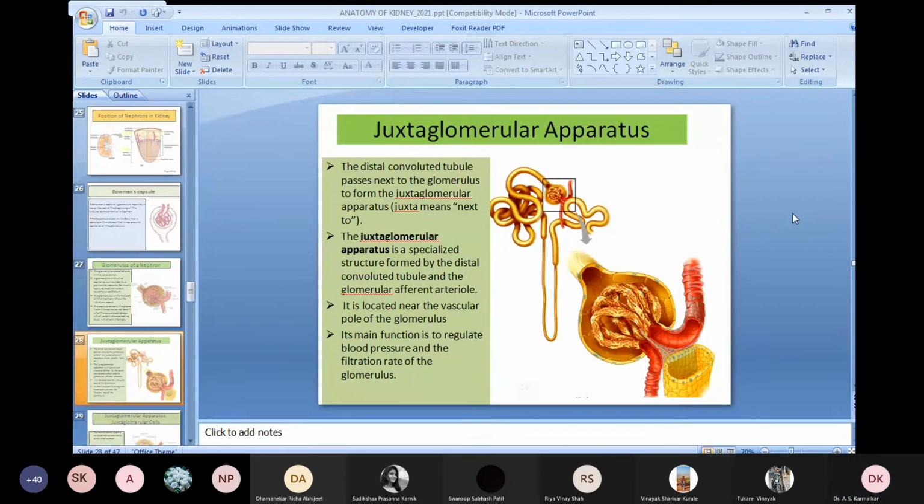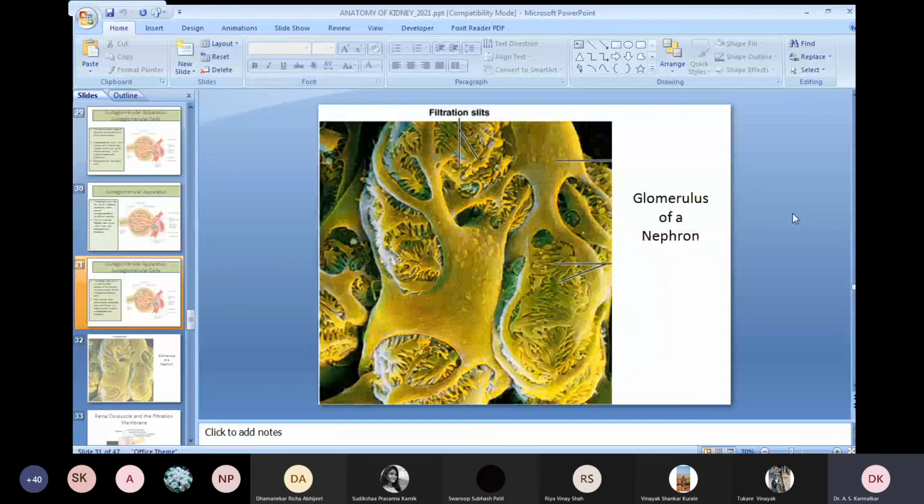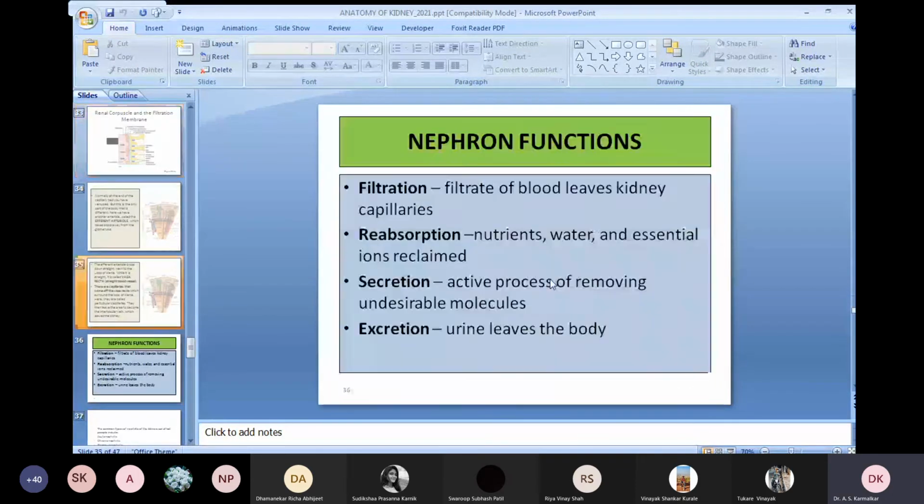Okay, I'll skip this slide. Yes, this is a filtration membrane which is seen under the electron microscope. So these are the podocytes, and these are the finger-like processes, and these are the flaps which interdigitate with each other, which form the filtration membrane. Okay, so in the last slide we'll see what is the function of the nephron.